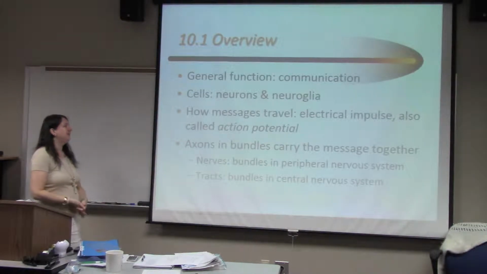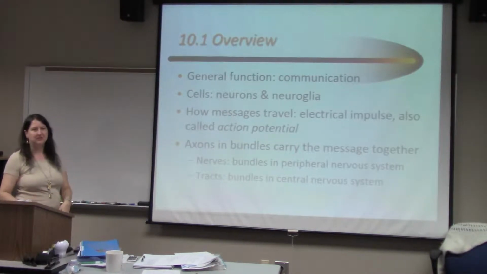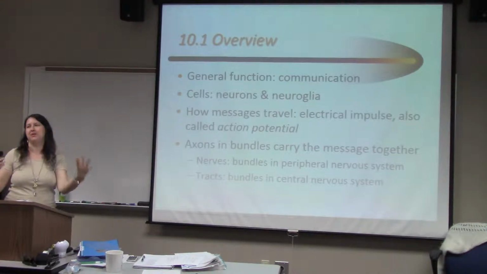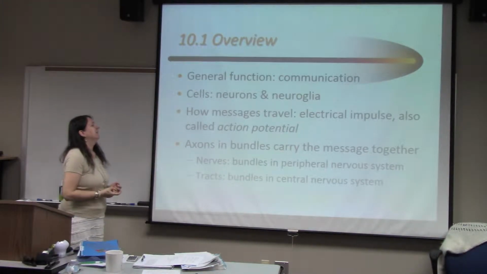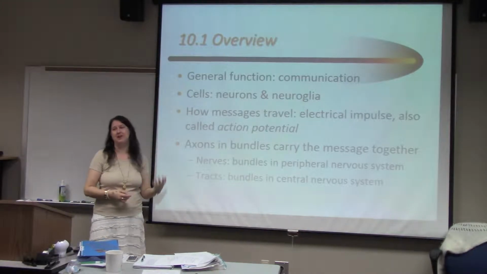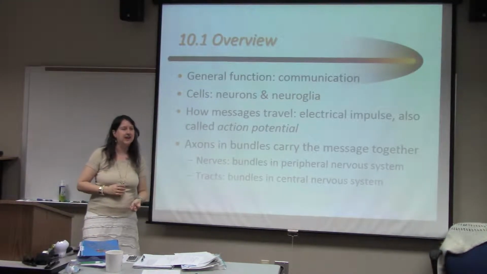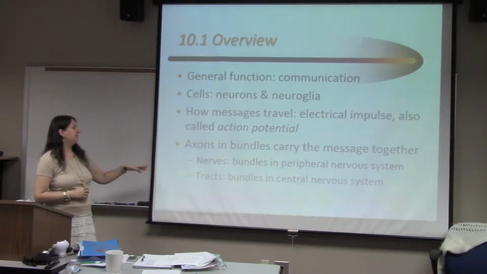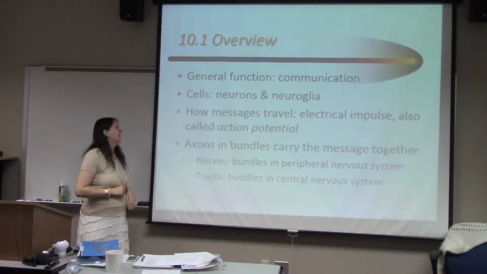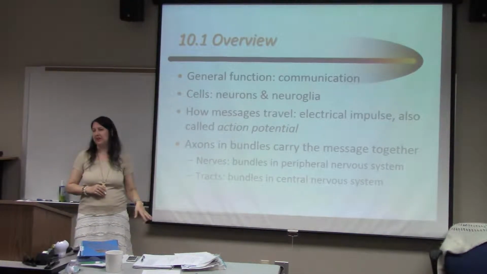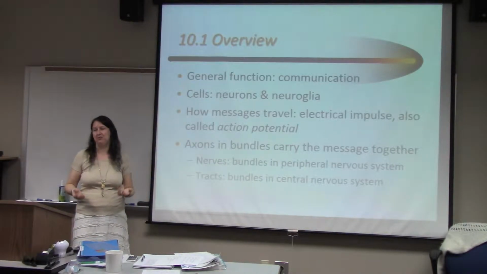So the general function of the nervous system is communication. It lets distant parts of your body talk to each other. The two cell types involved are neurons and neuroglia. Messages travel by an electrical impulse called an action potential. One of the big things we'll be looking at in this chapter is how the action potential works.